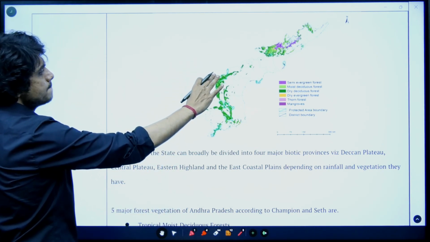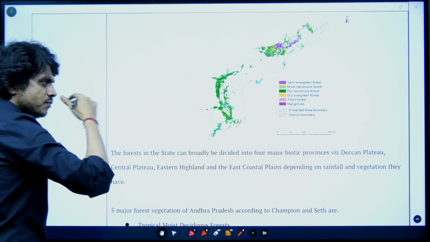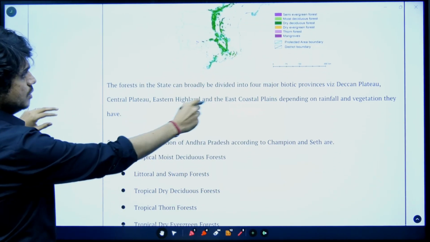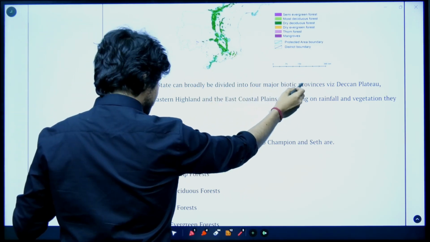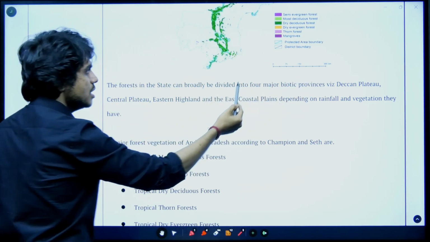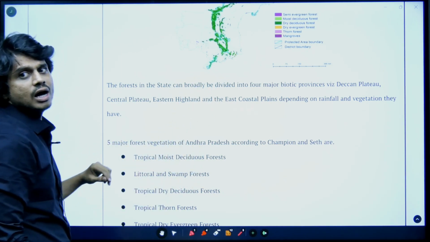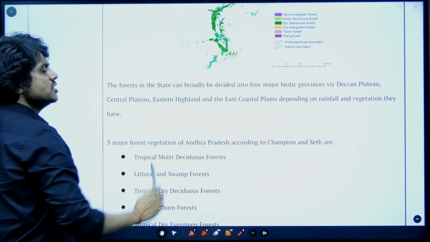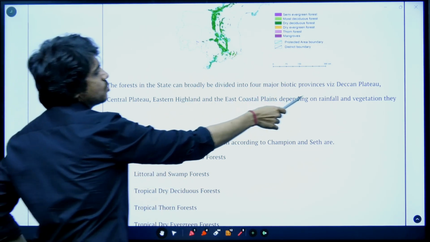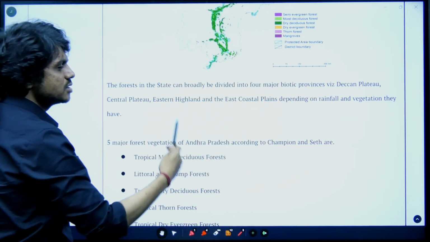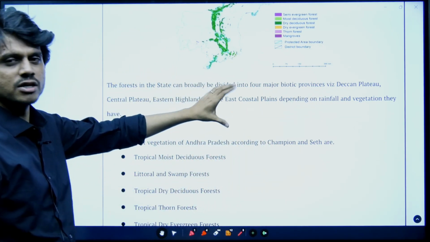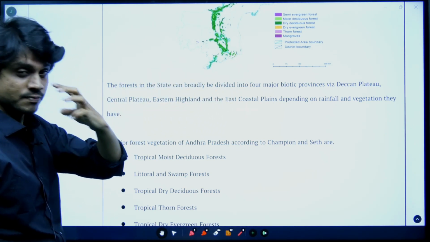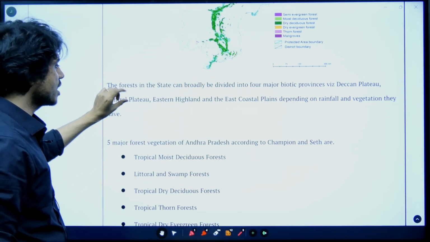Now if you see the map of Andhra Pradesh, the Andhra Pradesh government document says the state has been divided into 4 major biotic provinces. Since this is mentioned in the government documents, it is wise to mention these in the answer. The 4 major biotic provinces are the Deccan Plateau and the Central Plateau, then the Eastern Highlands and the Eastern Coastal Plains. Generally there is not much variation between the Deccan Plateau and the Central Plateau. The Central Plateau is also part of the Deccan Plateau, basically the Rayalaseema Plateau, part of the Deccan Plateau. The Deccan Plateau itself is big, and within it we have the Rayalaseema Plateau.